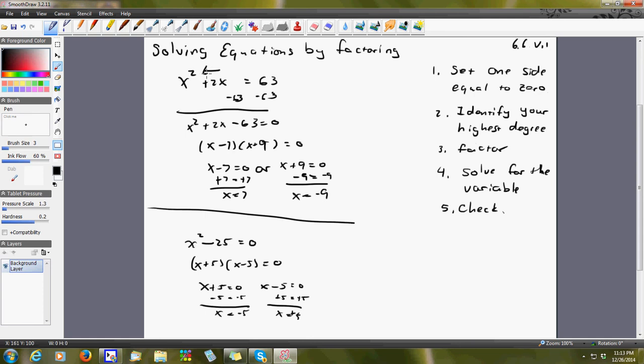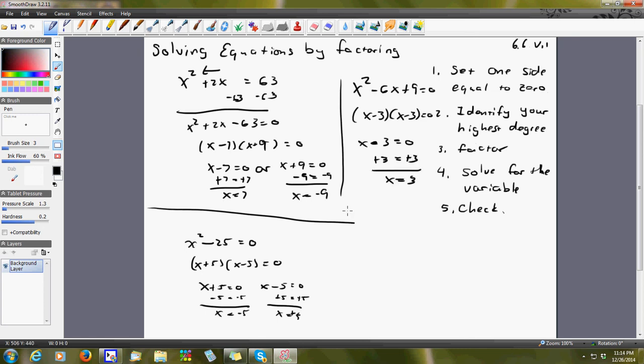It is possible to have a second degree polynomial, but only one solution. And my example would be this: x squared minus 6x plus 9 equals 0. And the reason why is because when you factor this, you get x minus 3 times x minus 3. So you're only going to get one solution. It's going to be 3. If you set x minus 3 equal to 0 and add 3 to both sides, you get x equals 3.